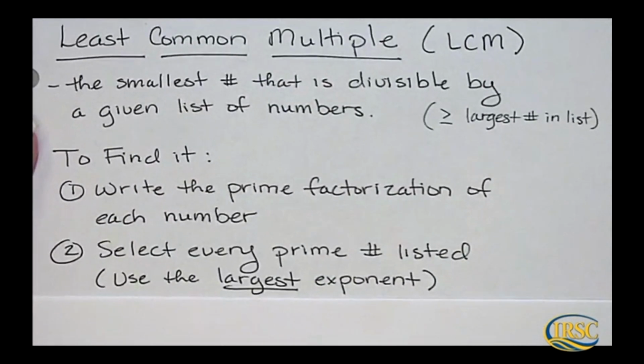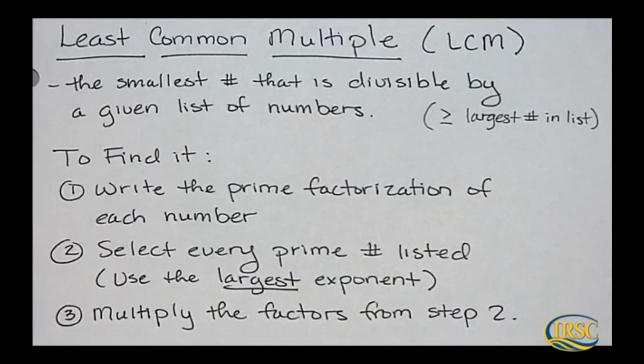So step 1 is the same. You're going to write the prime factorization of each number. But for step 2, instead of writing what they have in common, this time you're going to write down every prime number listed. You want to include all of the factors that are listed. And then this time use the largest exponent if they do have numbers in common. And then multiply the factors from step 2.